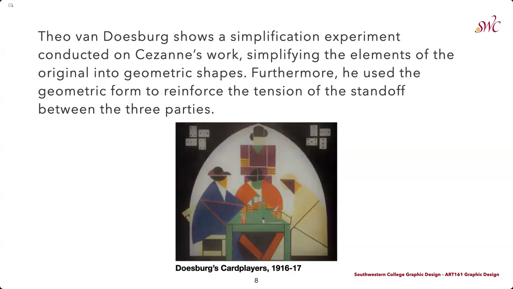Now, another artist came along in 1916 to 1917 named Theo van Doesburg, and he shows a more simplified version of this painting that was originally created by Cézanne. And what he does is he goes in and starts to simplify the elements of the original forms into these more geometric shapes. And he also used these geometric forms to reinforce the sort of tension and the standoff between these three parties. Now, obviously, this is taking something and putting more stylization to this. Even the dominoes up in the corners kind of play into less of a realistic interpretation, but we're still able to kind of decipher what's going on within this image.